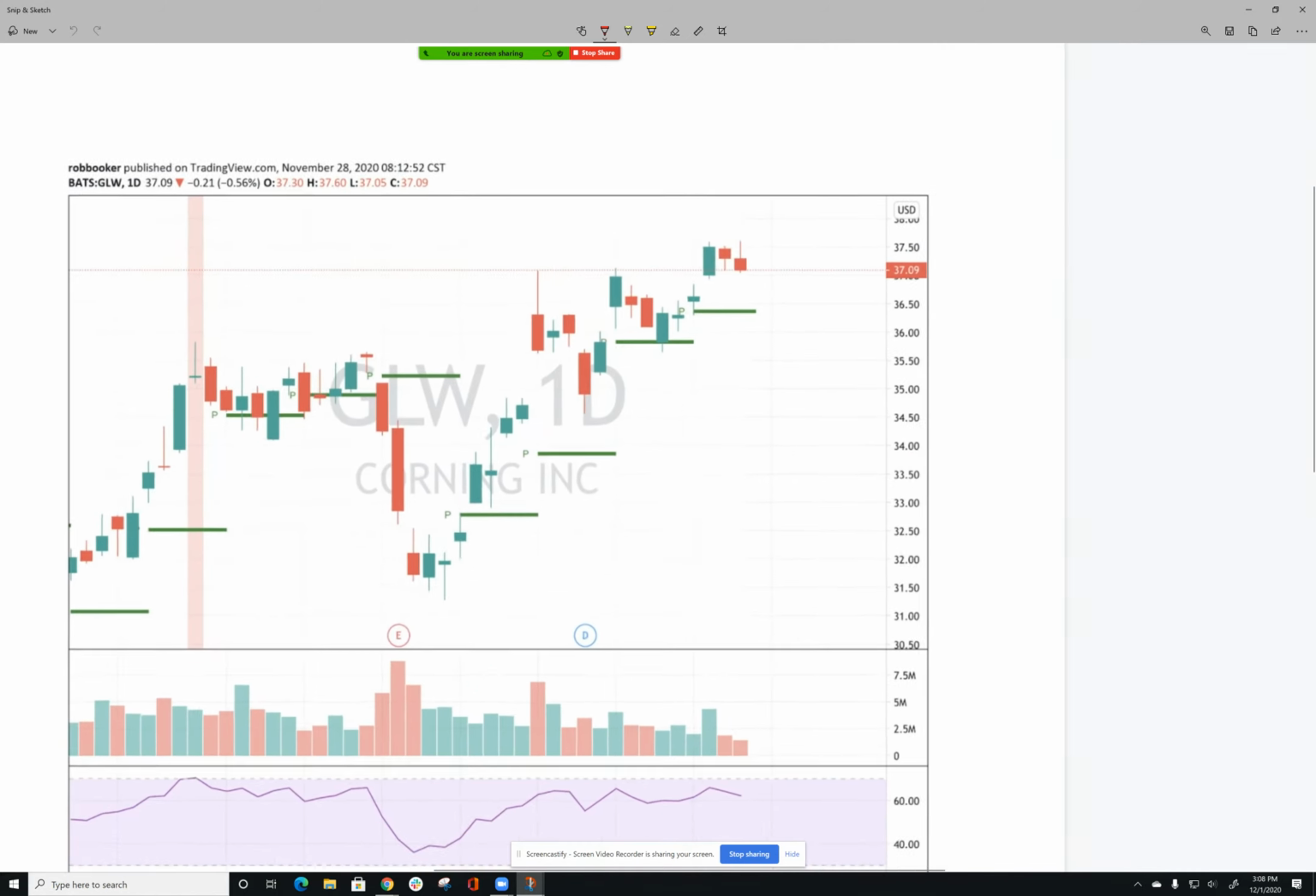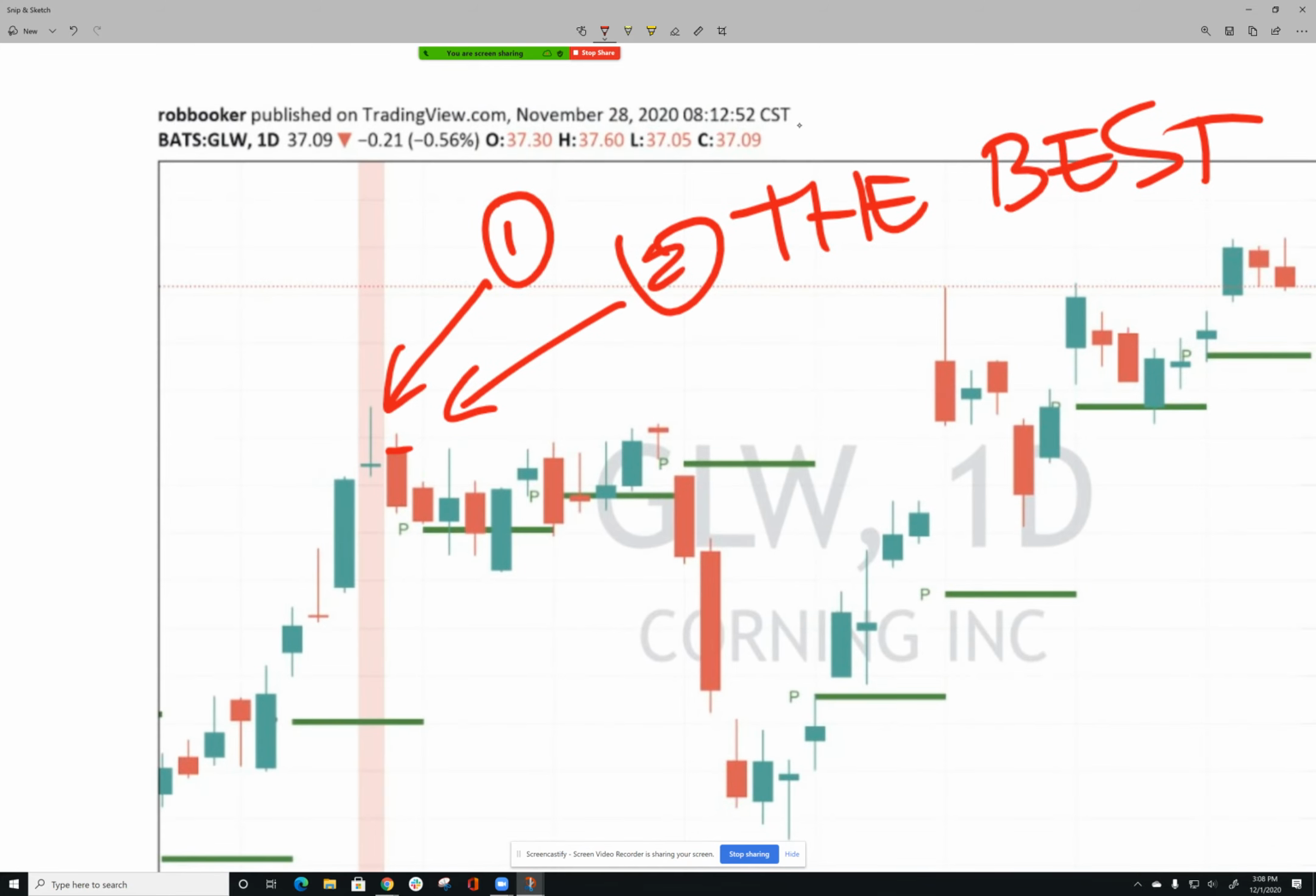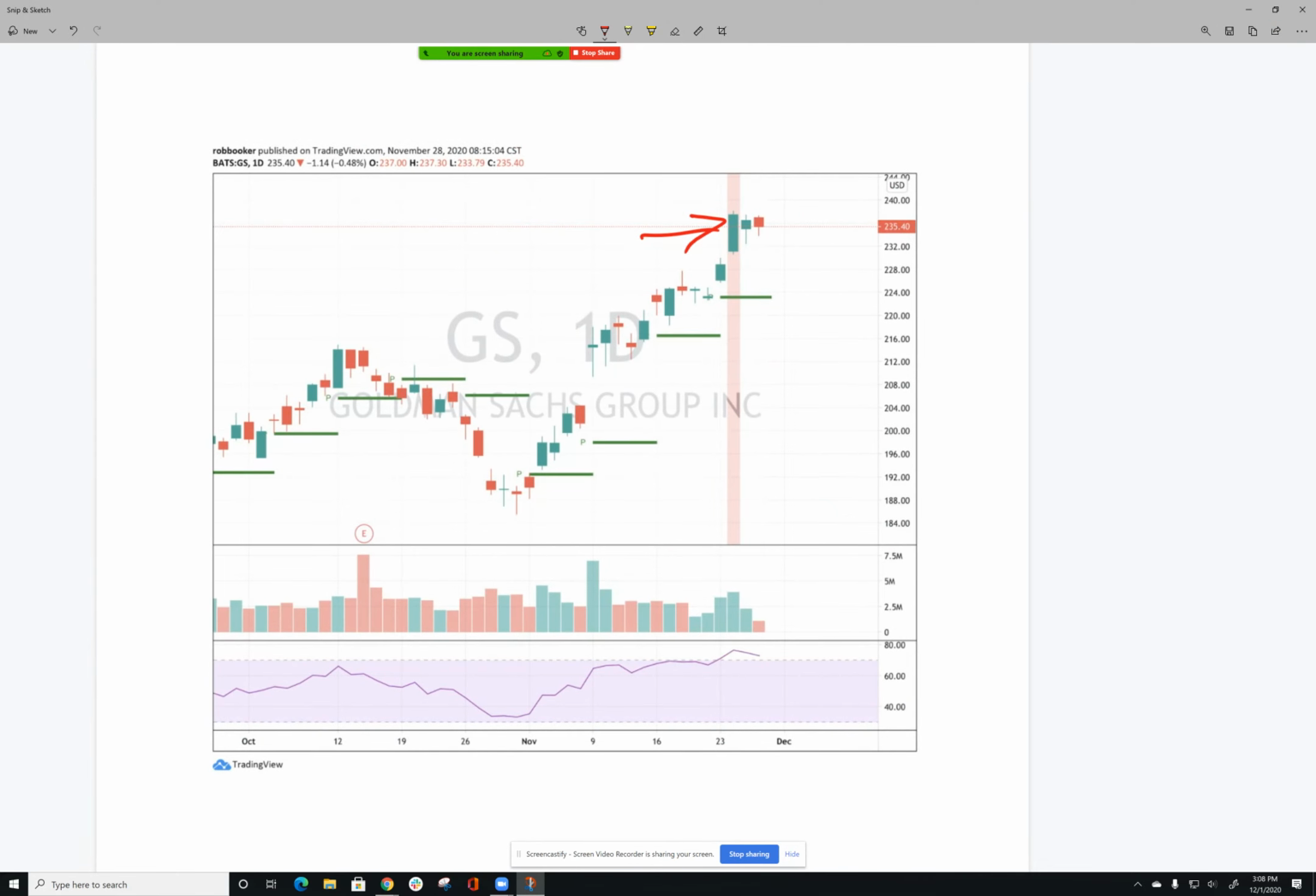Here's GLW, Corning Glassware. Bullish candle, day one. Small candle body, giant wick, great. Day two is the best. Here's what I love about day two. Look, it's a fully bearish engulfing candle. That means the body of day two fully engulfs day one. Day one could fit inside of day two a bazillion times. It's an absolutely spectacular trade.